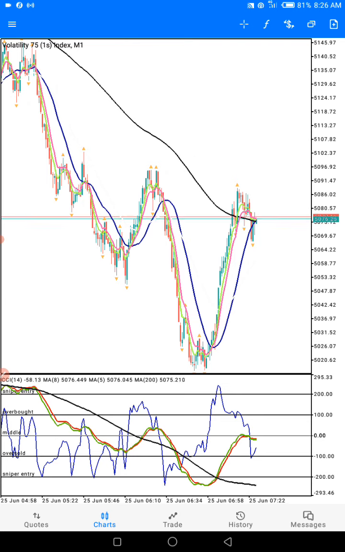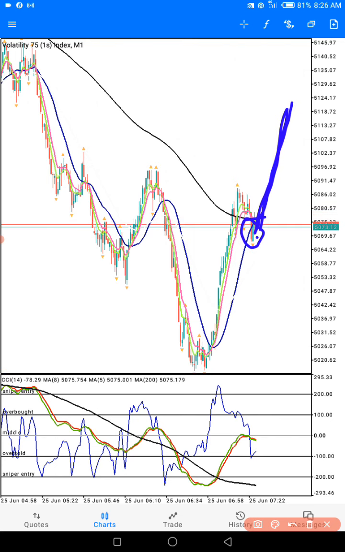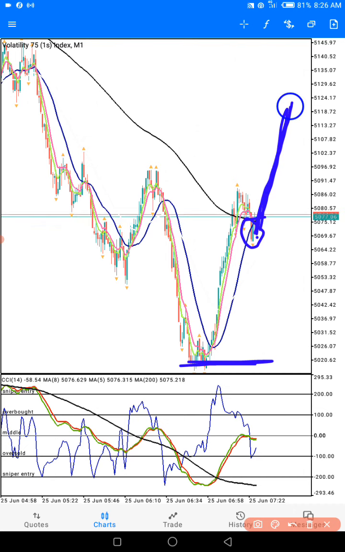And look at my moving average. The moving average is already supporting the price. It's trying to push it upward. That is the reaction we are getting currently on the higher time frame. It's already seated on the support level. Now the moving average is trying to push the price upward in this direction.